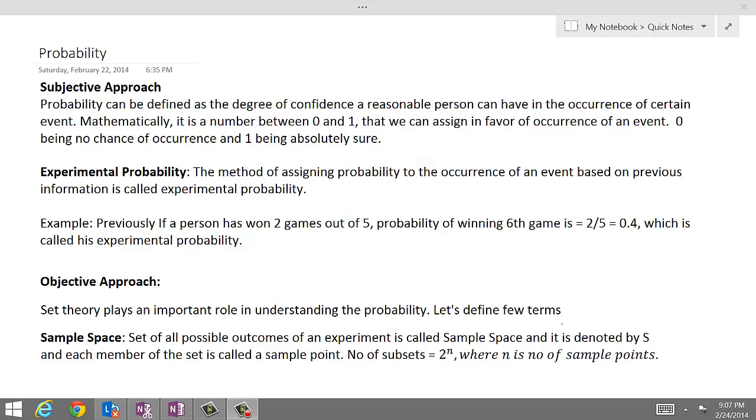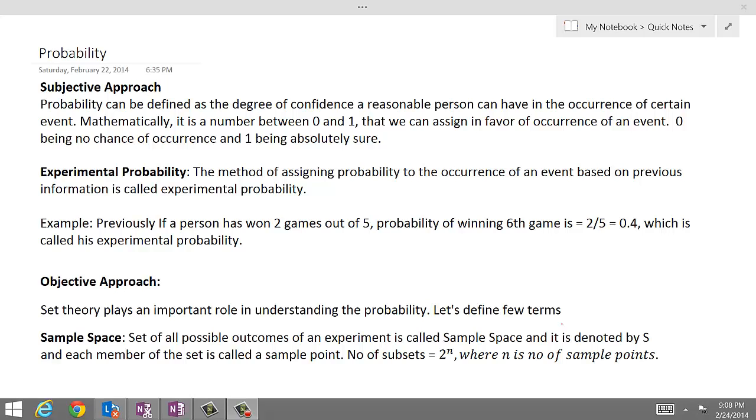There are different approaches we can take while explaining the probability. One is called the subjective approach. According to the subjective approach, the probability is defined as the degree of confidence that a reasonable person can have in the occurrence of a certain event. Mathematically, it is a number between 0 and 1 that we can assign in favor of occurrence of an event, 0 being no chance of occurrence at all, and 1 being absolutely sure of occurrence of that event. So if the event is likely to occur 50-50, then its probability would be 0.5.